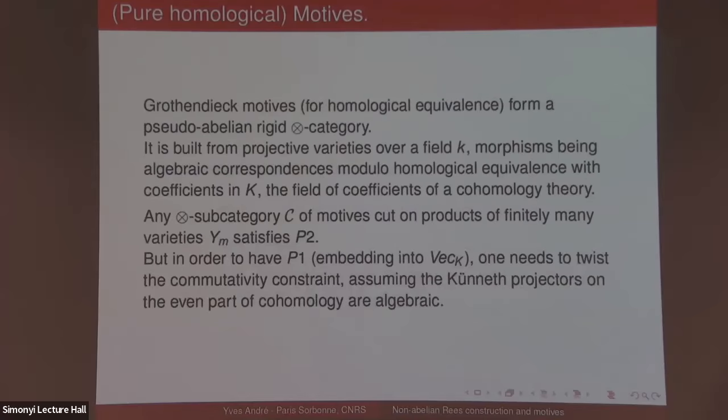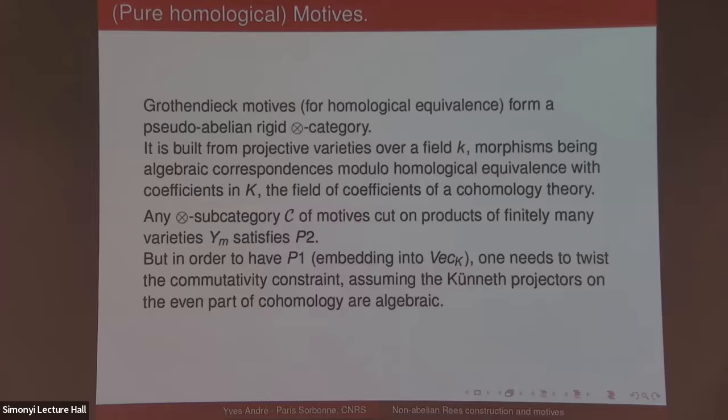Okay. So now let's apply this to motives. I will deal with Grothendieck motives for some homological equivalence, so pure motives, defined in terms of smooth projective varieties over a field small k, where capital K is the coefficient field. And the morphisms are given by algebraic correspondences modulo homological equivalence. Okay. Take them with coefficients in our field K, capital K.